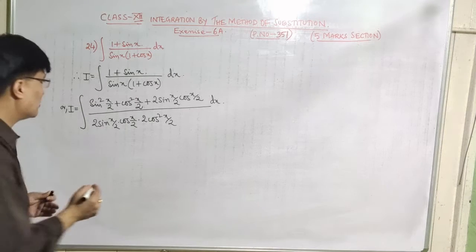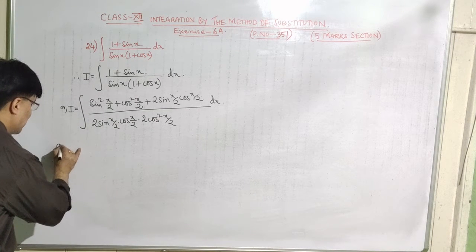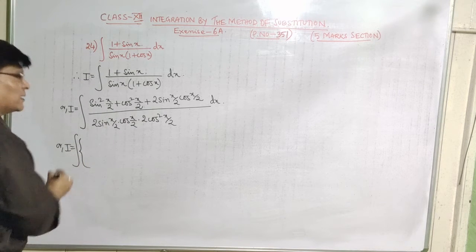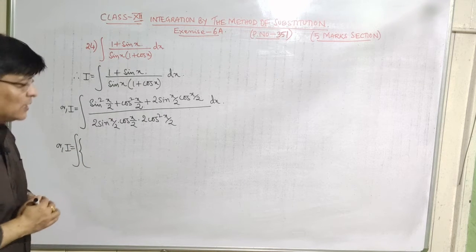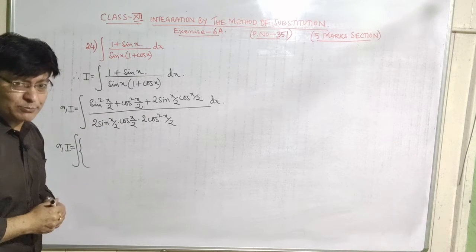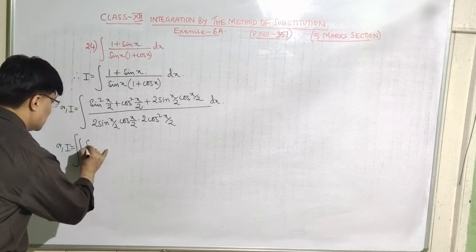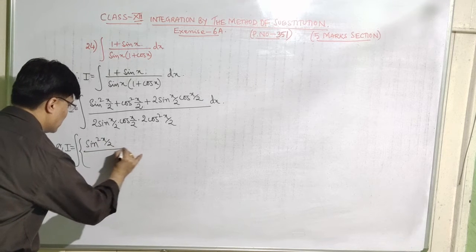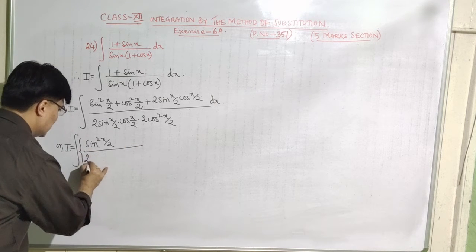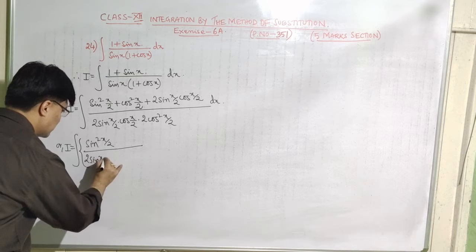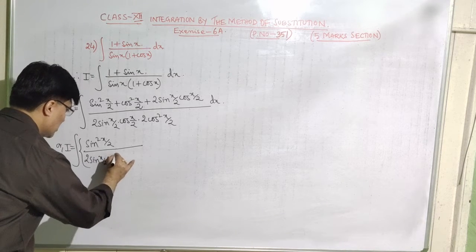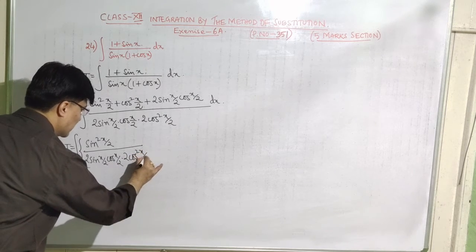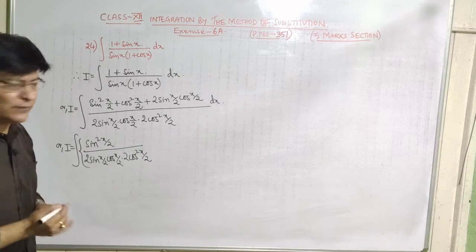So now what will you do in the next step? You can separate the terms now, so let us separate the terms here. I is equal to integration of, let us write it within second bracket. Now let us separate these terms. So it is sin square x by 2 divided by this denominator 2 sin x by 2 cos x by 2 into 2 cos square x by 2, right? This is the first term.